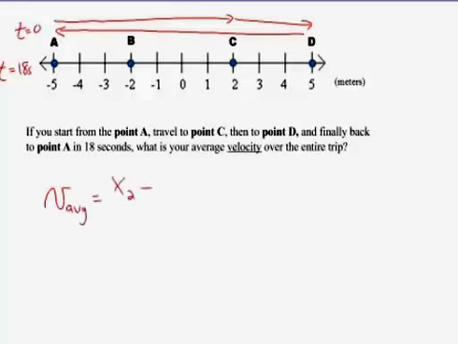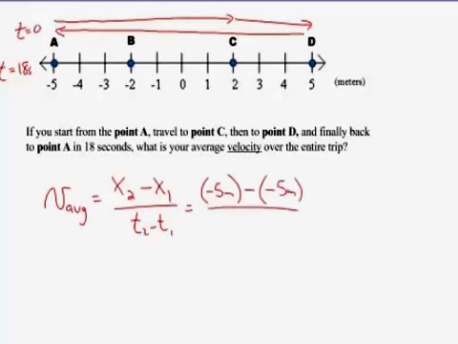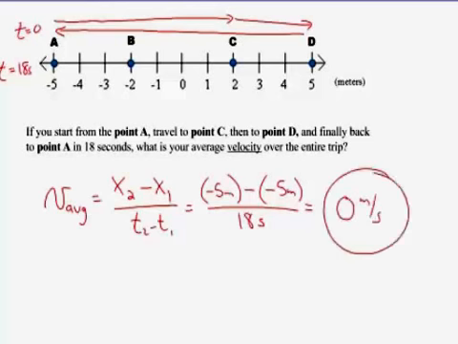we find the displacement over the time interval. So here, my starting position is point A, my ending position is point A. So x2 is negative 5 meters, that's where I ended at, minus my starting position, which is negative 5 meters, divided by 18 seconds. But if we look at the numerator, since point A is both my starting position and my ending position, that gives me a displacement of 0, which means that my average velocity is 0 meters per second.